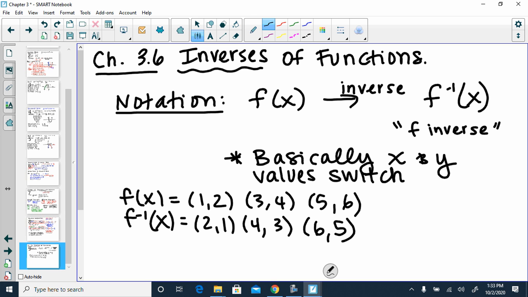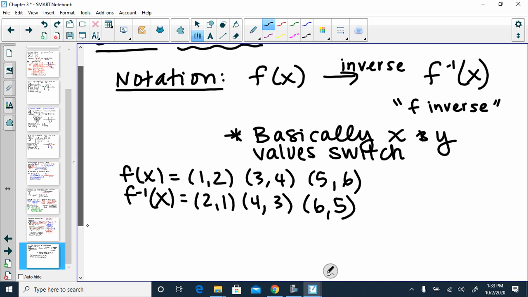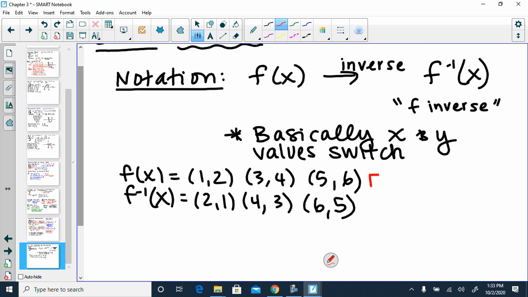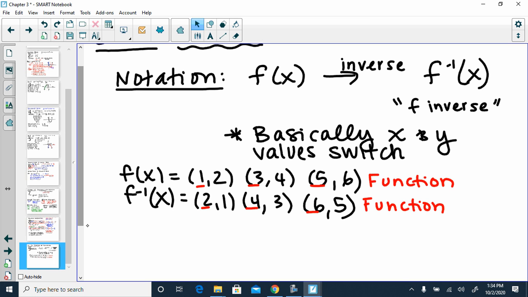Okay, and it gets a little technical. You get a little deep into inverses. Of course, this one is a function, and when I find the inverse, it is also a function. So you have to be careful there, because sometimes if you would switch that, it might actually not be a function anymore. But that's the idea. But both of those are functions. Notice the x does not repeat, so they both are functions.